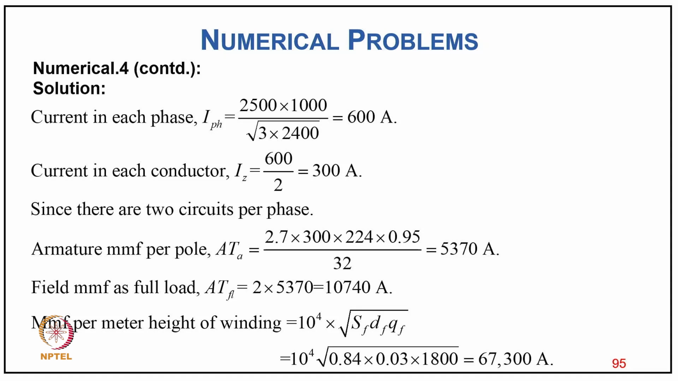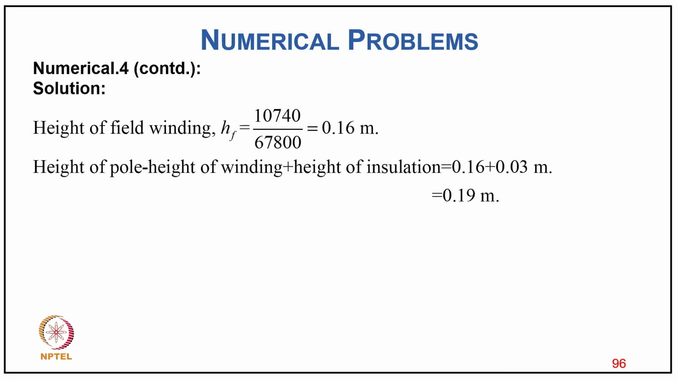And MMF per meter height of the winding 10 to power 4 under root SF DF QF, bringing the value, it comes 67,300 ampere. Now the height of the field winding HF equal to this divided, so it comes 0.16 meter, and height of the pole equal to build height, so it comes 0.19 meter.